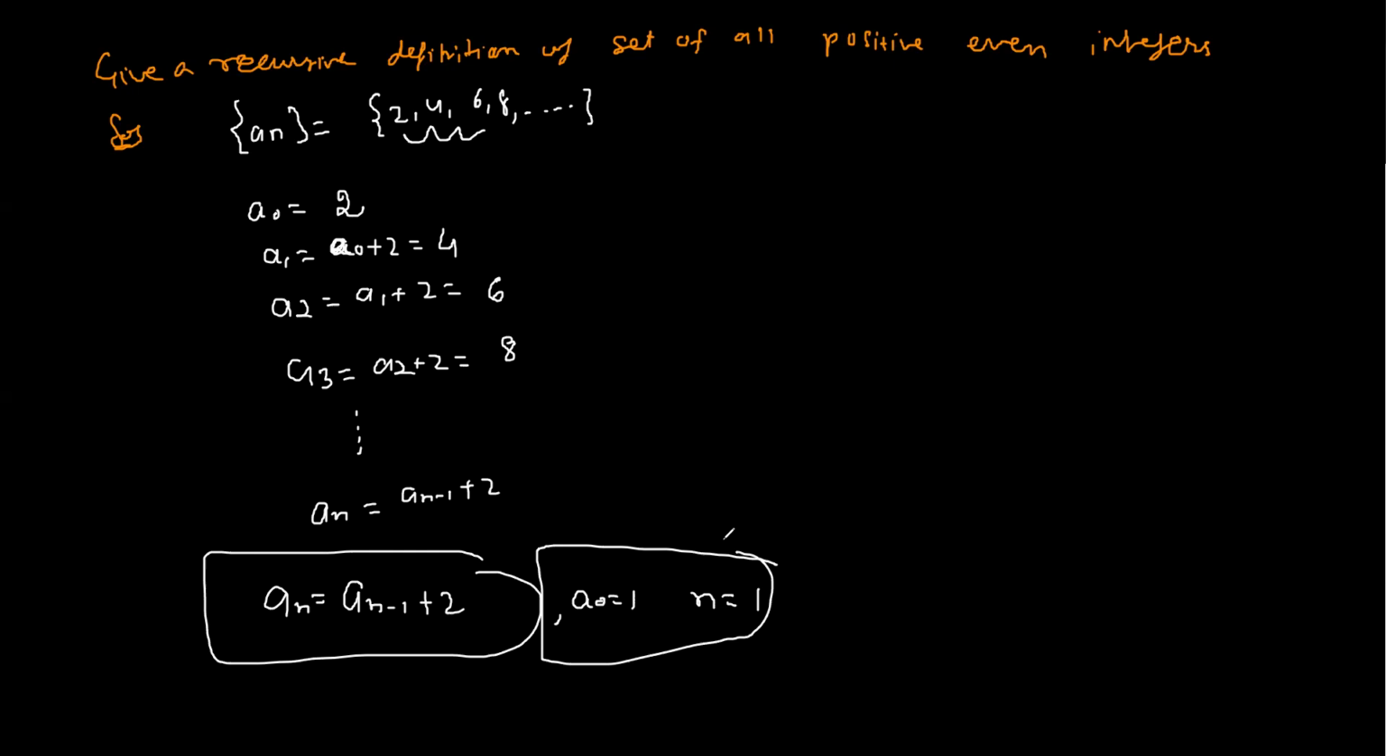Let's consider this the initial condition. The first value is always considered an initial condition because with the help of the first value, you can find the next value.